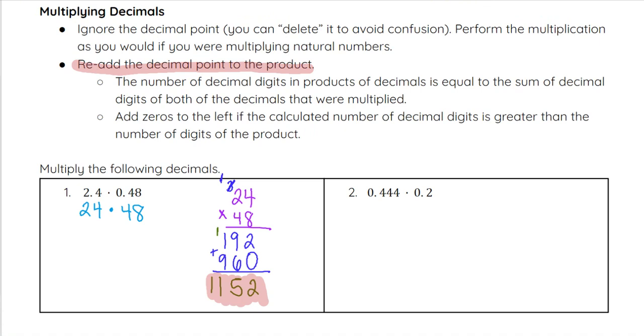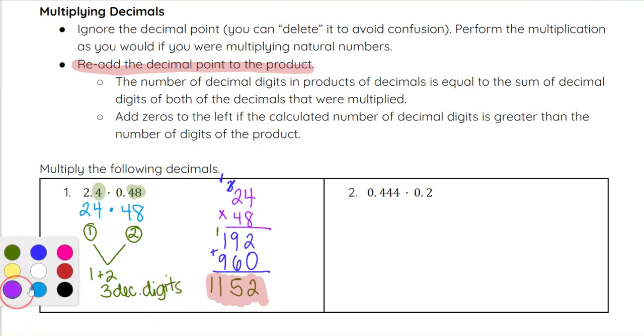And that's because now what we do to figure out where the decimal point goes is we just add up the number of decimal digits, which here would be 1 decimal digit in this first number and 2 decimal digits in the second number. 1 plus 2 is 3. So there are going to be 3 decimal digits in our final answer. So to figure out where that decimal point goes, we always start from the right end and we go over 1, 2, 3 numbers to the left. And that gives us 1.152 as our final answer.